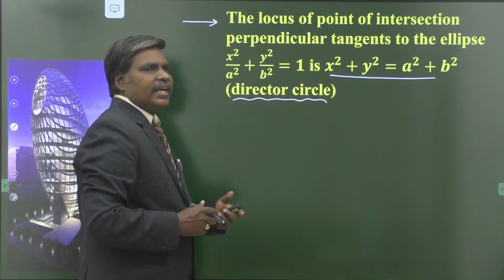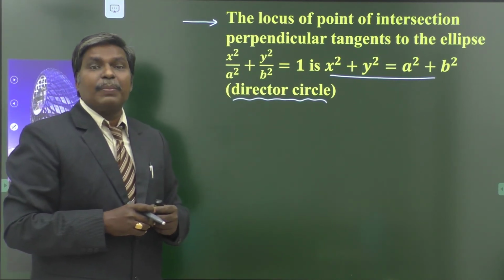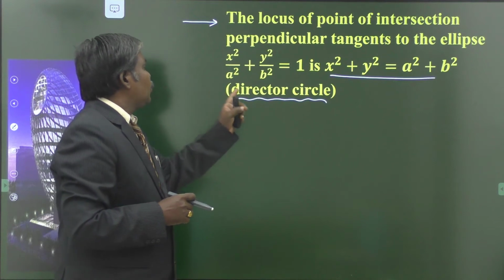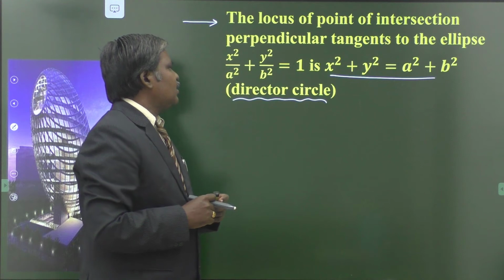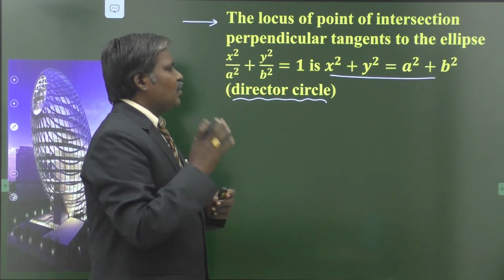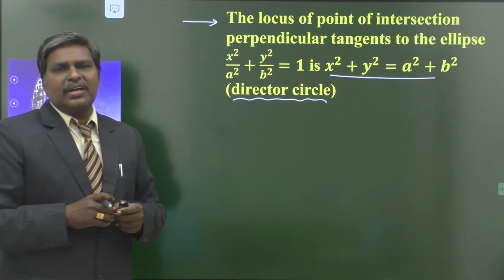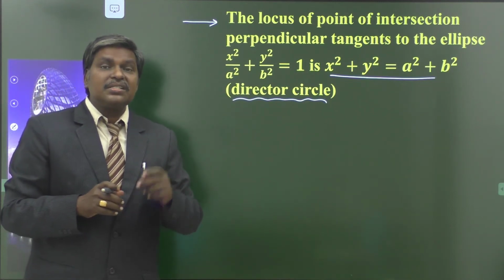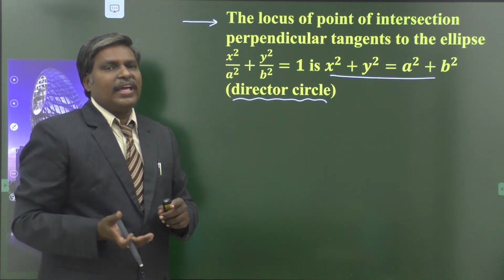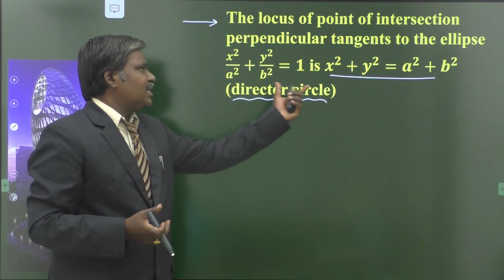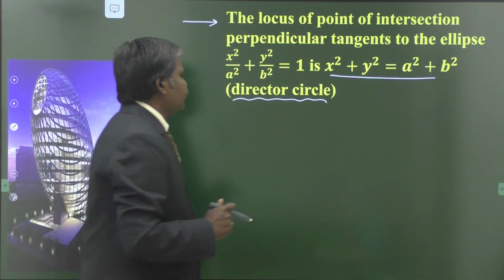What is the definition of the director circle from the question itself? The locus of point of intersection of perpendicular tangents to the ellipse x square by a square plus y square by b square equal to 1 is x square plus y square equal to a square plus b square. In parabola, what is the locus of point of intersection of perpendicular tangents, my dears? That is the directrix, x plus a equal to 0. Here, instead of directrix, we have the director circle, that is x square plus y square equal to a square plus b square. It is very simple for you.